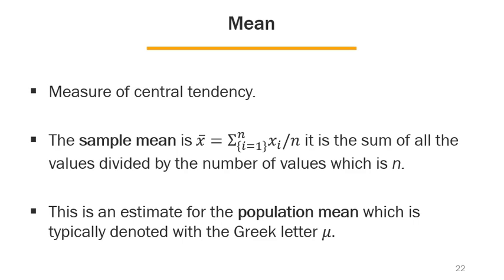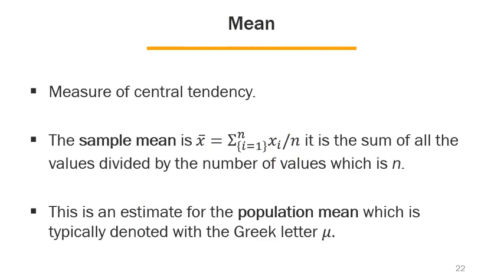The mean is a measure of central tendency. The sample mean is denoted with the X bar, and then the formula here for that is given. You're simply adding up all of the elements, those are the X sub i's, adding them all up, and then divide by n, the number of observations that you have.